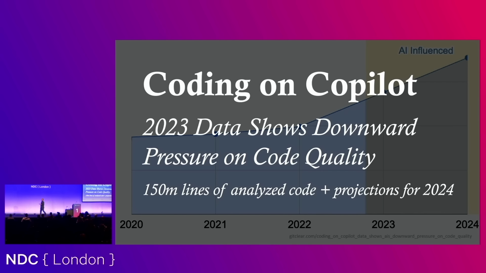If Copilot were a human child, it wouldn't have even gone to school. In fact, it would probably be toddling around, asking for another biscuit or something, with barely a grasp of language and barely an understanding of gravity. 150 million lines of analyzed code. Projections for 2024, not good.